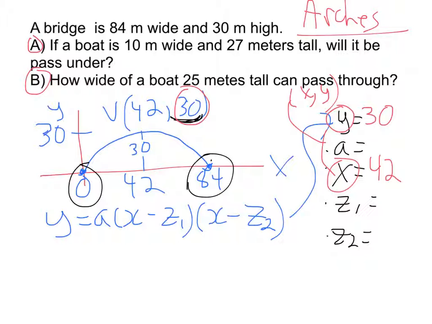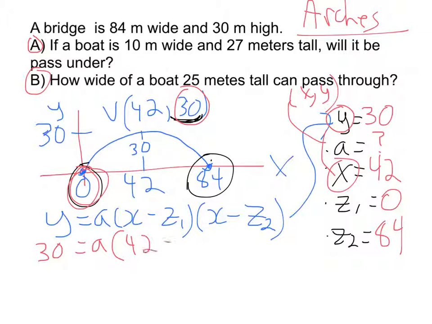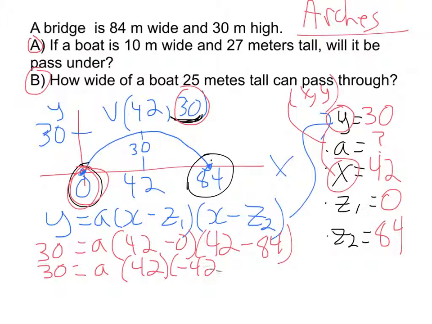Do I have z values, z1 and z2? Yes, I do. It's right there. It's x equals 0, and the other one is x equals 84. And look at that. Now I need to substitute everything in and solve for a. So I just put everything in the equation: 30 equals a, and then bracket 42 minus 0, and 42 again is x, minus 84. If you notice, we're going to end up with 30 equals a multiplied by 42 multiplied by negative 42. By the way, that will always be the case when you are using the vertex to figure out a. You'll always have those two, but opposite in sign.